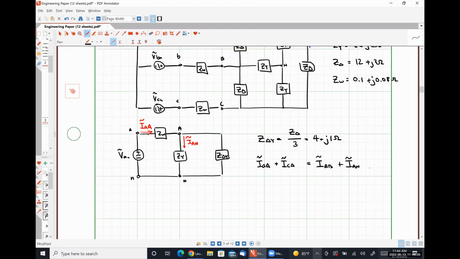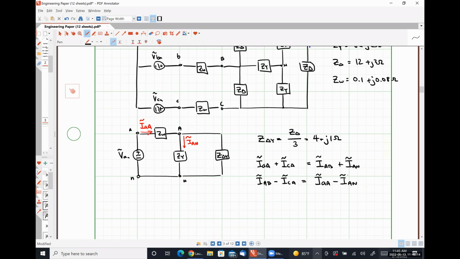I could rearrange this relationship and find that IAB minus ICA is equal to IAA minus IAN, where these two quantities on the right-hand side, I haven't yet figured out what they are, but they're directly from my single phase equivalent circuit.